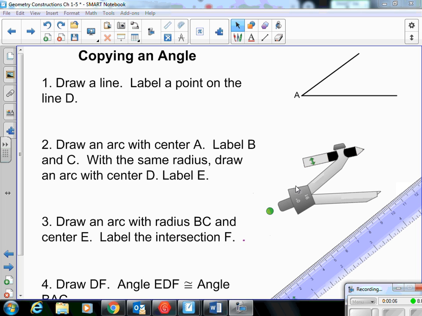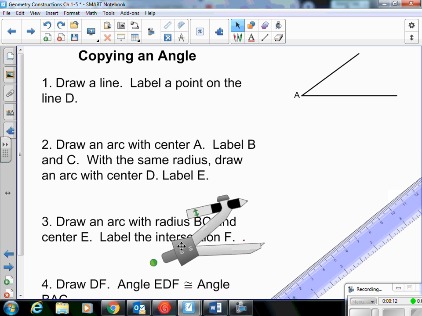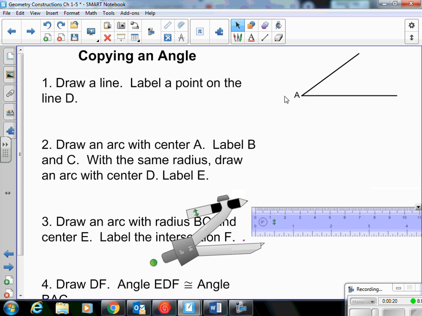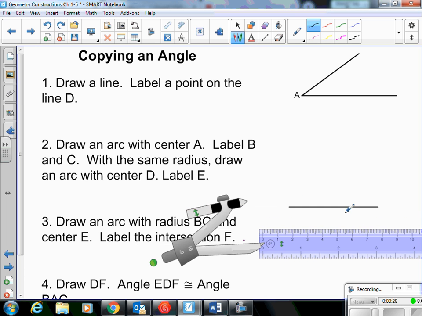Alright, so copying an angle. First step, kind of like copying a segment, we're going to draw a line. Starting off with a line like so. And we're going to label a point on that line as D.